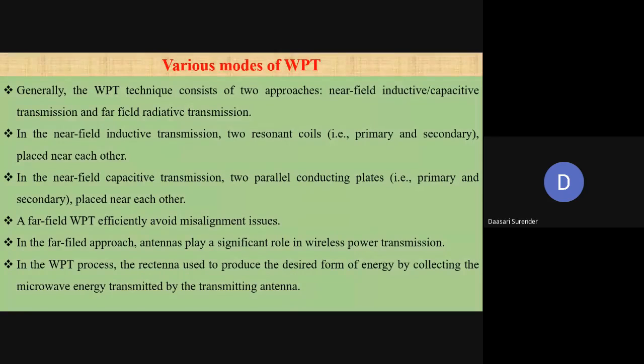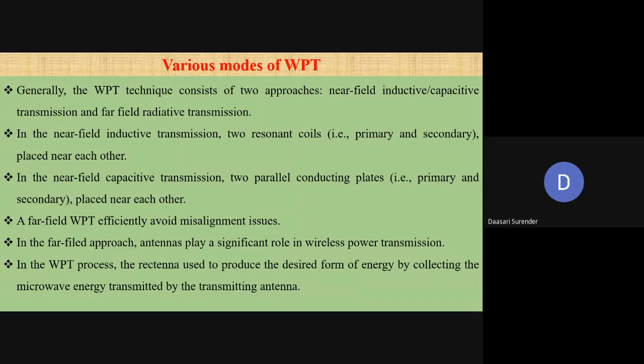In the near field approach, there are two ways: inductive harvesting and capacitive harvesting. In near field inductive transmission, two resonant coils are placed near each other. In near field capacitive transmission, two parallel conducting plates are placed near each other. Whereas in far field power transmission, the drawbacks of near field inductive transmission, the misalignment and sensitivity issues, and the requirement that the two coils or two plates must be resonant, are minimized by using the far field approach of wireless power transmission.